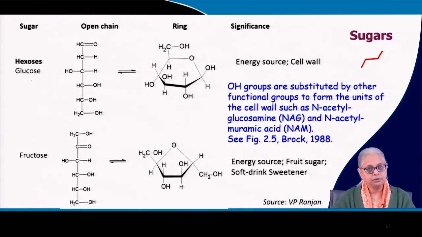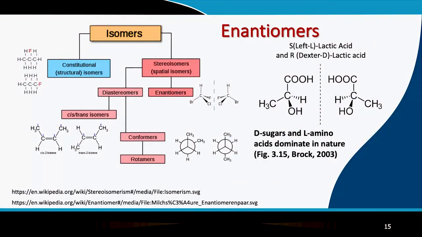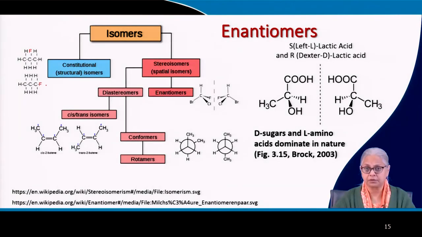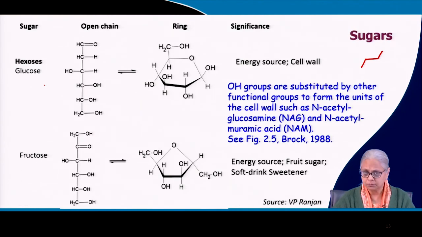Now, when we think about hexoses, we have glucose, sucrose, fructose, lactose. All these are different types of sugars. Out of the hexoses, we have glucose and fructose, and lactose and sucrose are disaccharides. So those are already two monomers attached together. So there are all kinds of sugars that are present in nature as well as within the cells.